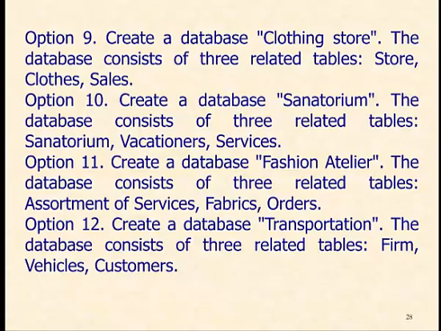Option 11. Create a database fashion atelier. The database consists of 3 related tables: assortment of services, fabrics, and orders. Option 12. Create a database transportation. The database consists of 3 related tables: firm, vehicles, and customers.